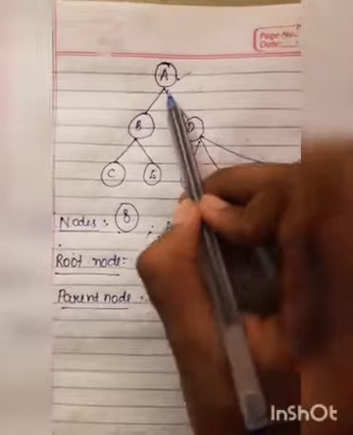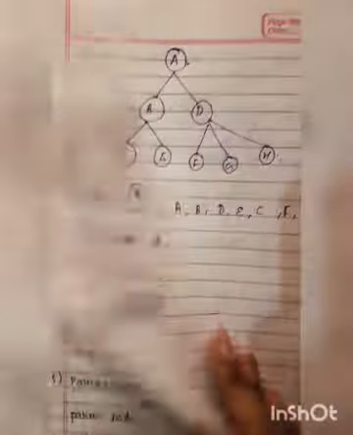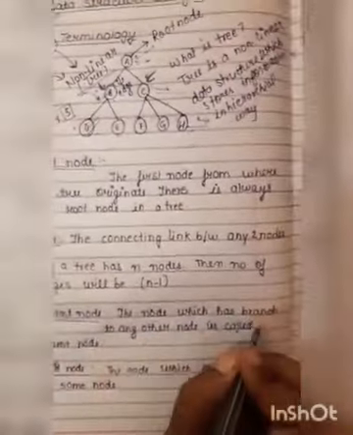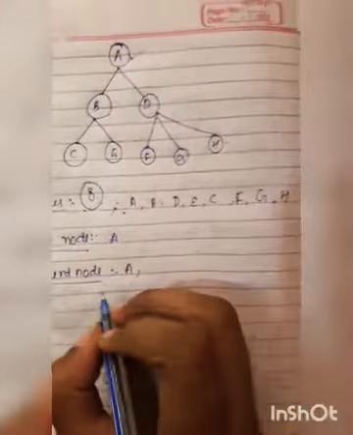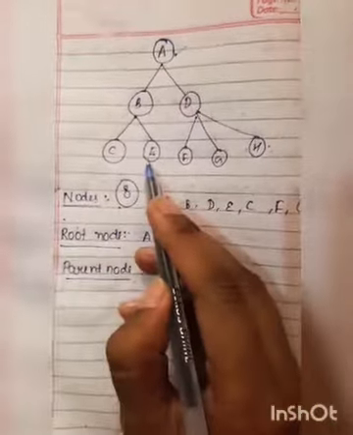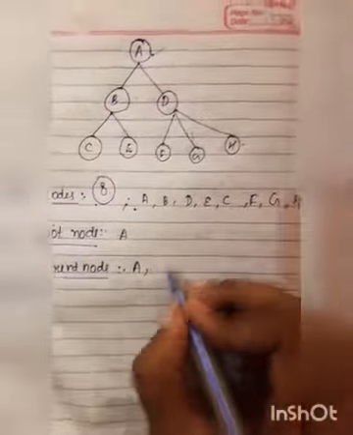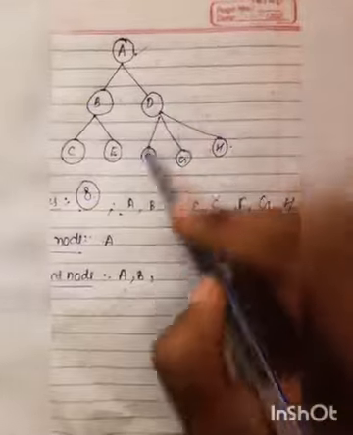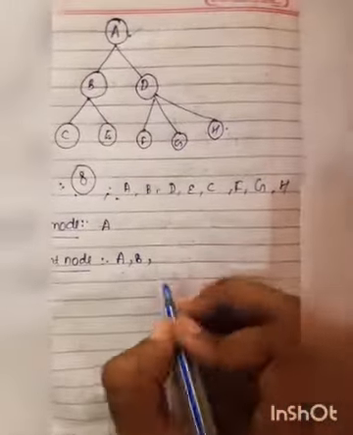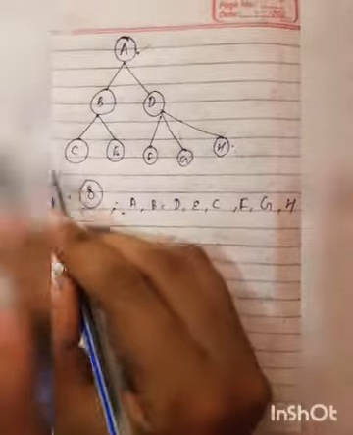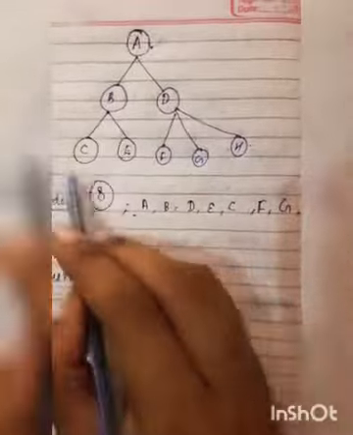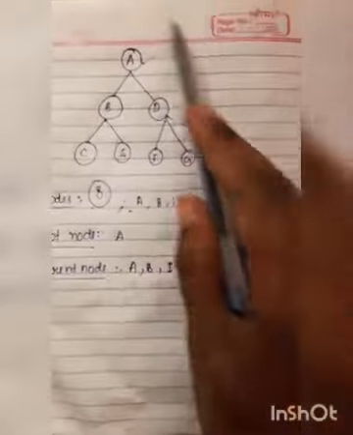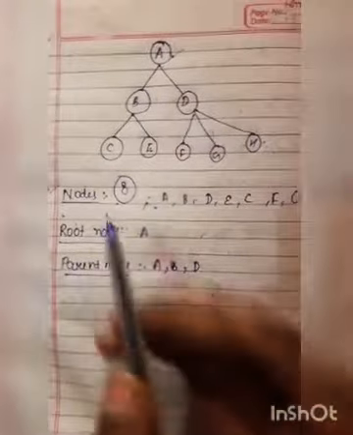What are the parent nodes? A is a parent node. Because what was the definition of a parent node? It was the node which has branches to any other node. Can you see it has further branches? So A is a parent node. B is also a parent node because it has also got further branches. D is also a parent node because it has also got further branches. But C has got no further branch, and the same goes for E, F, G, H. All of them have no further branches, so they are not parent nodes. So in this entire tree, only A, B and D are the parent nodes.